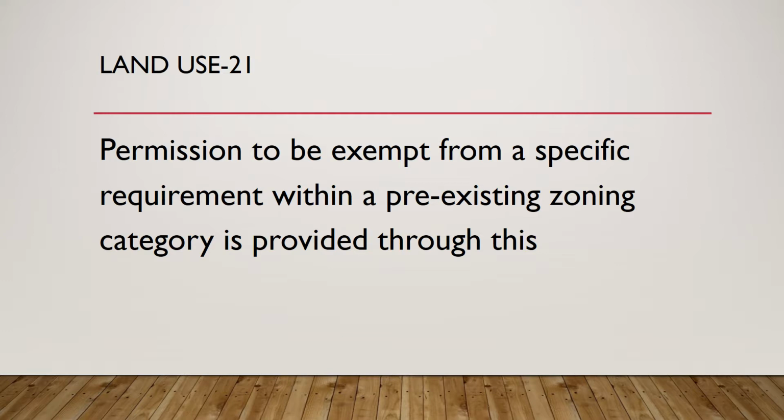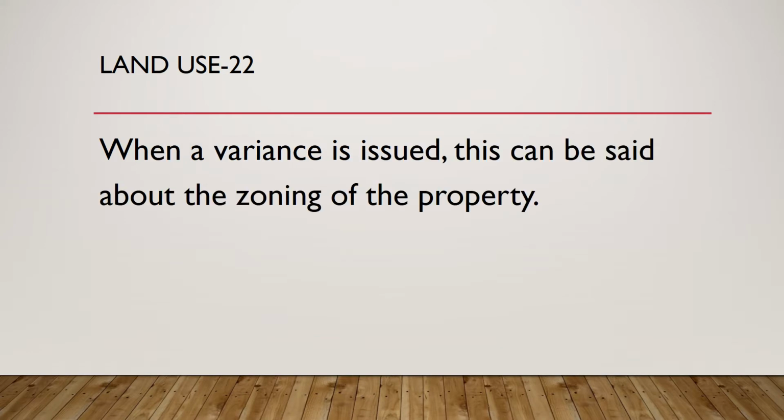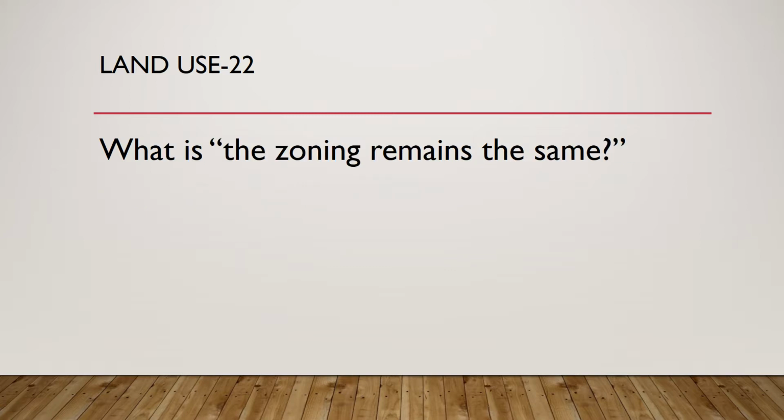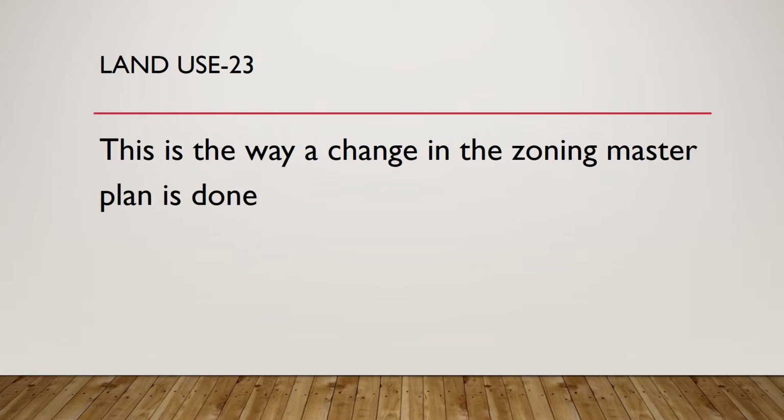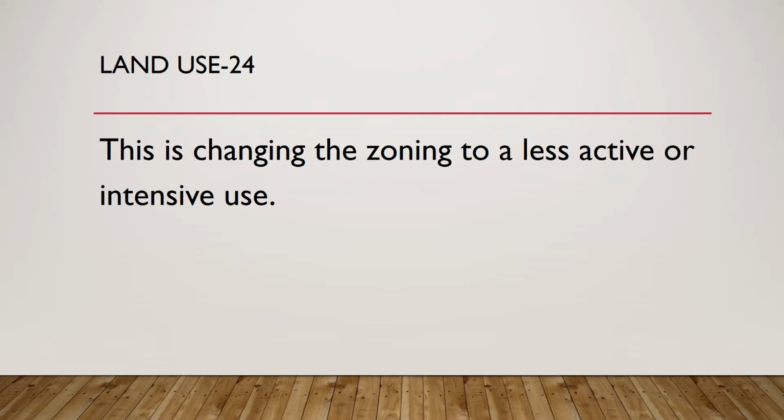Question 21. Permission to be exempt from a specific requirement within a pre-existing zoning category is provided through this. What is a variance? Question 22. When a variance is issued, this can be said about the zoning of the property. What is the zoning remains the same? Question 23. This is the way a change in the zoning master plan is done. What are zoning amendments?